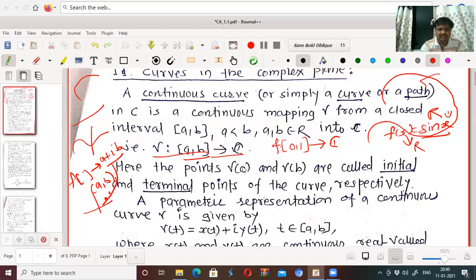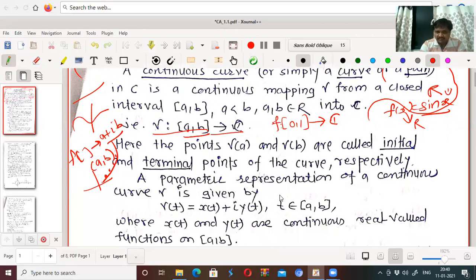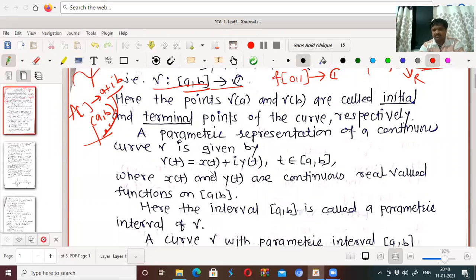We know that now. What is meant by continuous mapping? We don't want to waste our time in finding continuous mapping. So gamma is a mapping from closed interval to C. Here the points gamma at A and gamma at B are called initial and terminal points of the curve. The image of gamma at initial point is called initial point of the curve, and the image of gamma at terminal point of the interval is called terminal point of the curve C, respectively. A parametric representation of continuous curve gamma is given by gamma of t is equal to x of t plus i y of t.